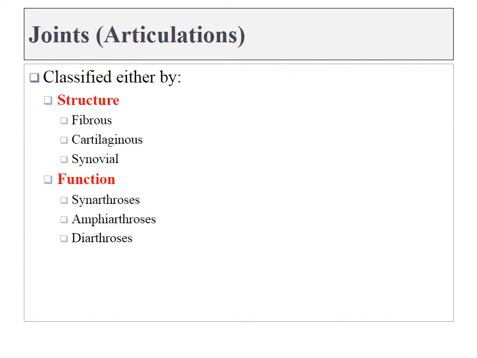Joints can be classified based off of both of their structure and their function. Luckily for us, there's a significant amount of overlap between these two lists of three things. Fibrous joints are also synarthroses. Most of our cartilaginous joints are amphiarthroses, and our synovial joints are diarthroses. Most of the joints in the human body are the synovial joints, whereas most of the joints in my skull and thorax are either synarthroses or amphiarthroses.